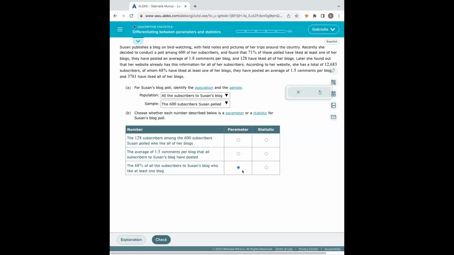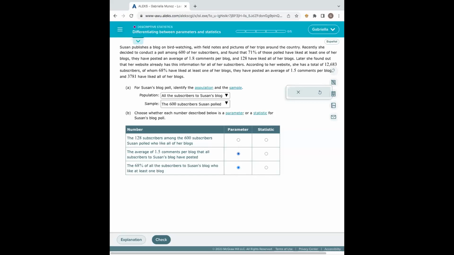Last one, yeah, the last one is a parameter. 68% of all the subscribers. That's the key word there. All right. How about the middle one? Does it say the word all subscribers? All subscribers to Suzanne's blog. Yes. So that's a parameter. The average of 1.5 comments per blog, that all, so that's a parameter.